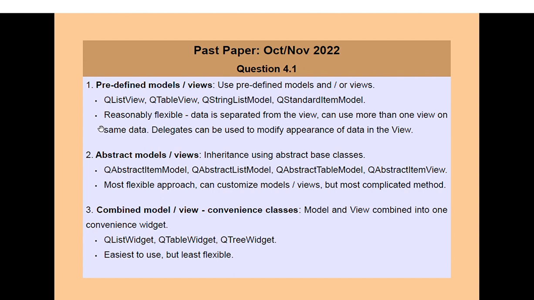And the discussion would be something along the lines of, this is a reasonably flexible approach. Your data is separated from the view, which is the traditional MVC approach. You can use more than one view on the same data, for example, and you can also then use delegates, which can be used to modify the appearance of data in the view.